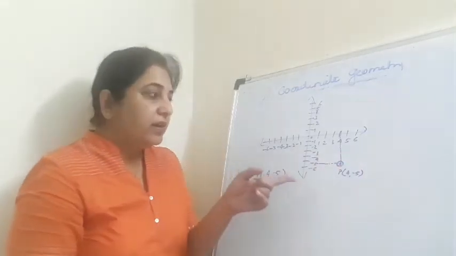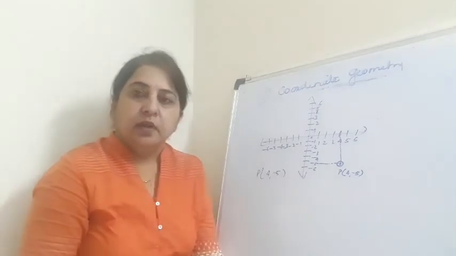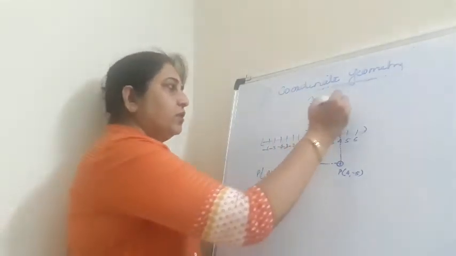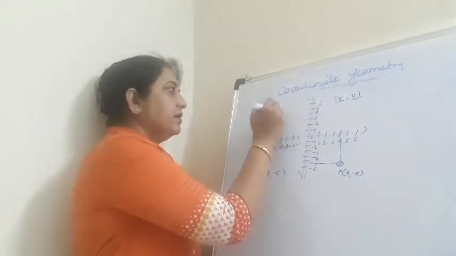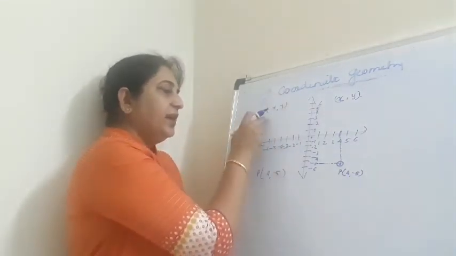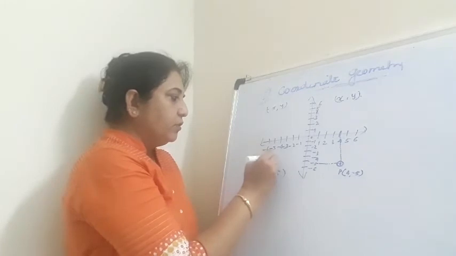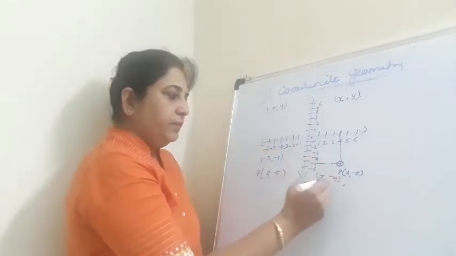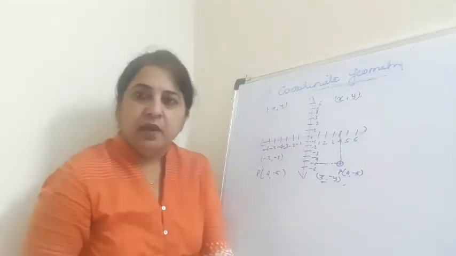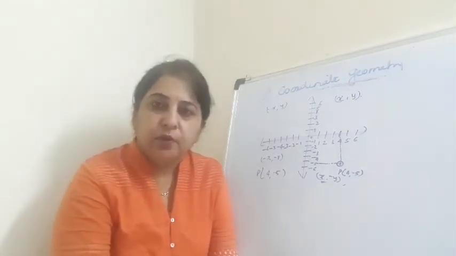So in which quadrant is it lying? It is lying in the fourth quadrant, because I told you that in the first quadrant x and y both will be positive. Here -x and y, one negative, one positive. Here both will be negative, and here x and -y. And I told you what is x and y? X and y are the coordinates of the given point.